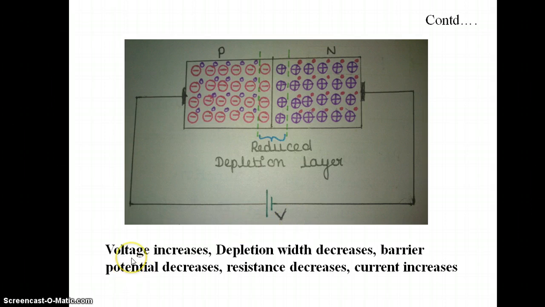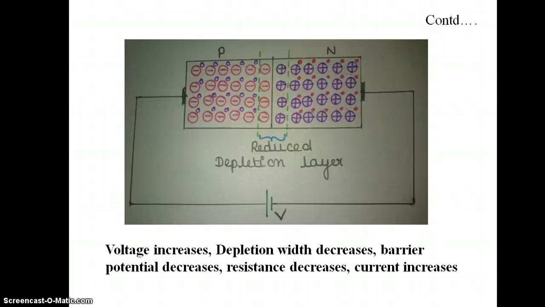So in the forward bias case, if the applied voltage increases, automatically your depletion width decreases. So the barrier potential also decreases, the resistance decreases, and your current value increases. Here the current flow is due to the majority carriers, so it is known as forward current. The flow of the minority carriers remains the same as in the case of the diode with no applied voltage. The current contributed by the minority carriers is referred to as reverse saturation current or reverse leakage current.